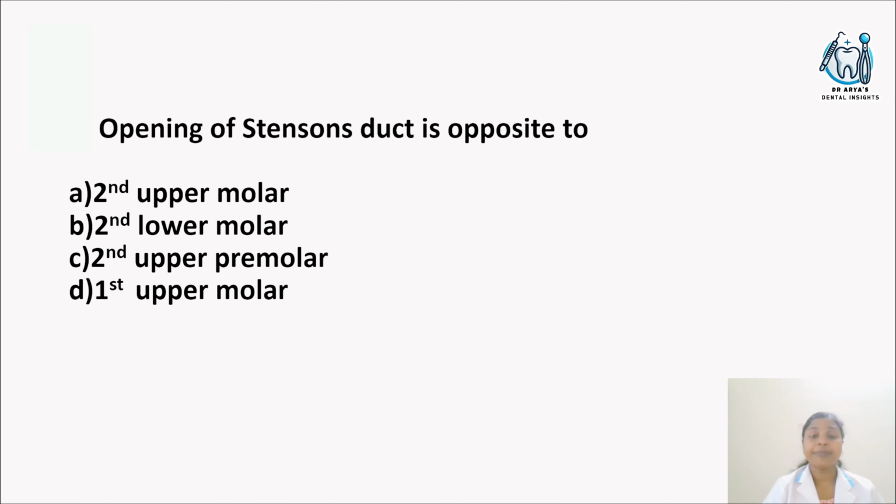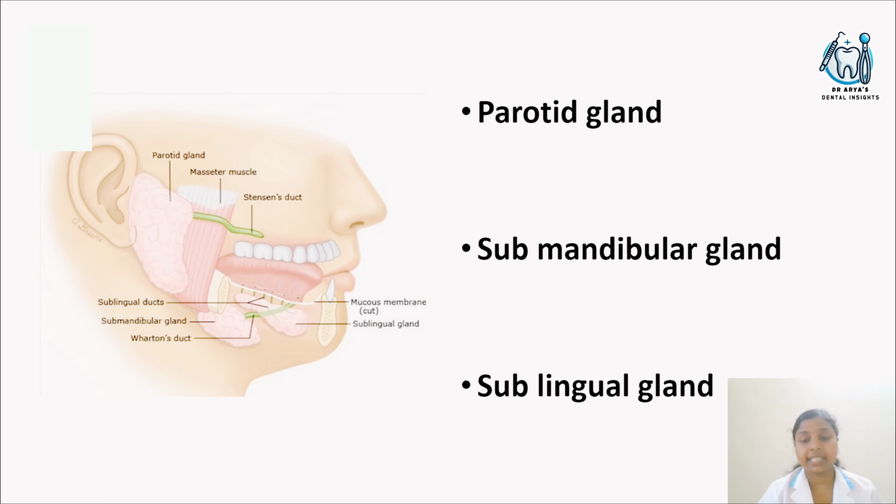So next question: the opening of Stensen's duct is opposite to. Is it the upper second molar, or lower second molar, or upper second premolar, or upper first molar? So what is Stensen's duct? Stensen's duct is the duct for the parotid gland. This is the Stensen's duct.